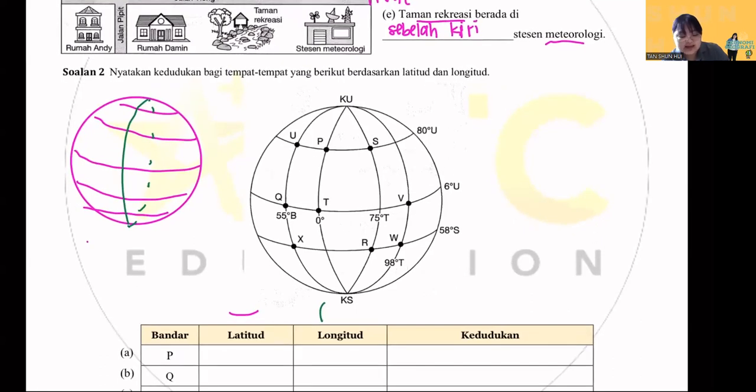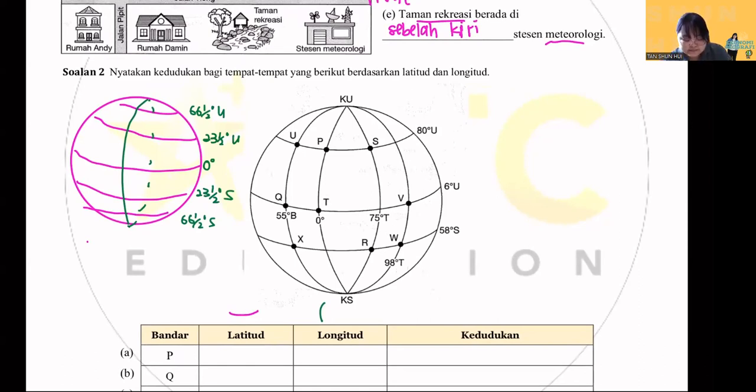We have five lines that come with a name, which is what? 23 1/2, 66 1/2, 66 1/2. Sorry, 66 1/2 is below. 23 1/2. This is the number, okay? Now, these five lines, they come with names.